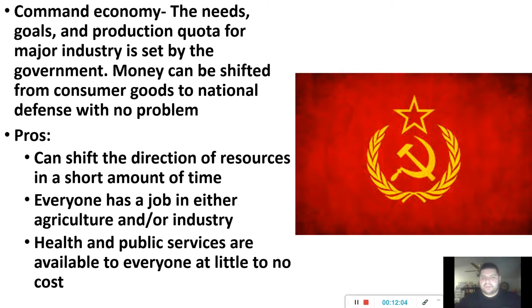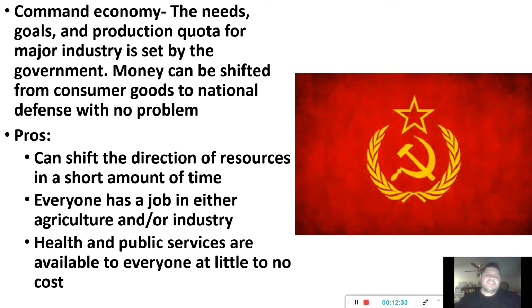Another good thing is that everyone has a job. When people have jobs, that means they're not going to be sitting home doing nothing. They won't be doing crime or anything like that. So everyone has a job, whether it's everything from agriculture to industry, factories, or shops and stores, things like that. But everyone gets a job.